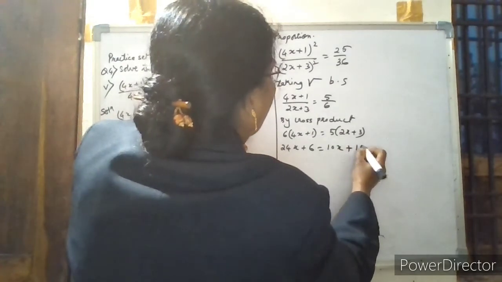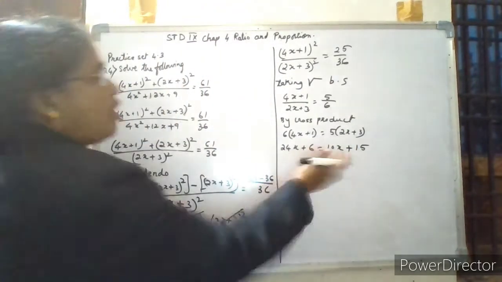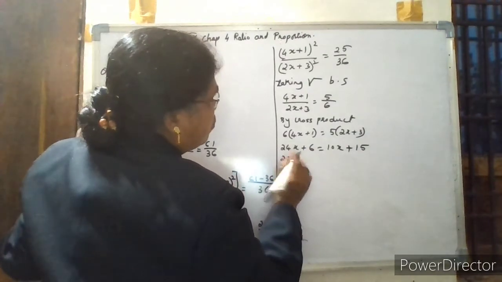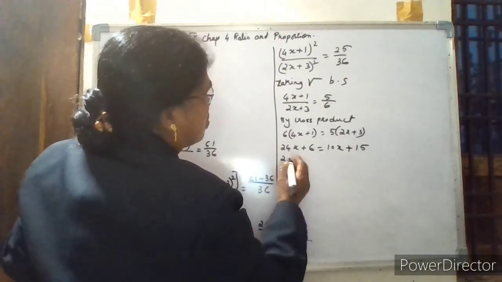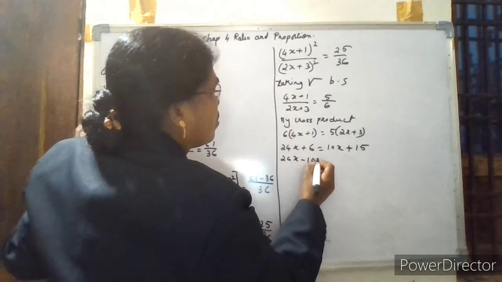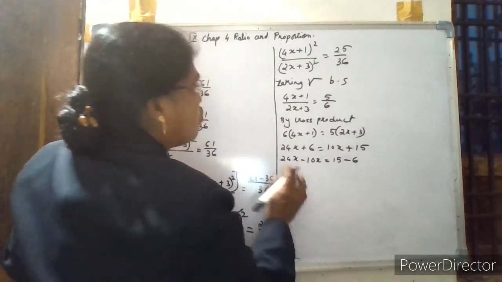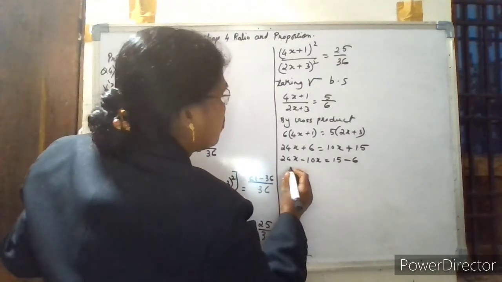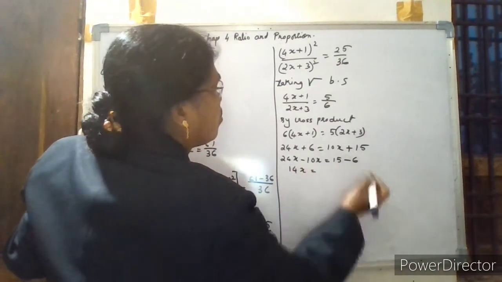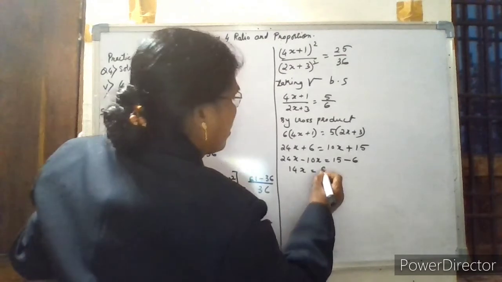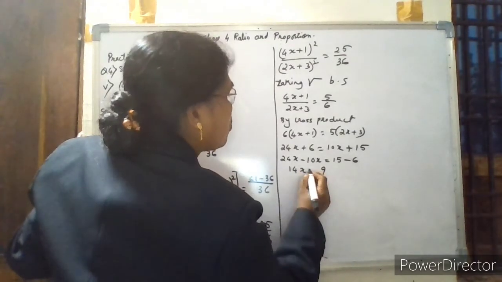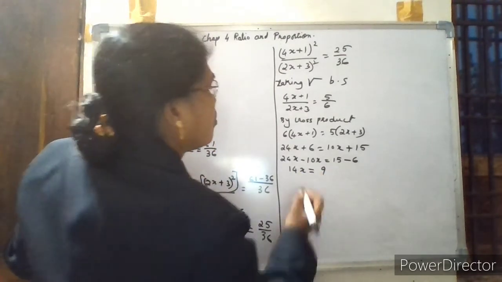Now bring the x terms to one side. It is 24x minus 10x is equal to 15 minus 6. So if we subtract this, we get 14x is equal to 15 minus 6, which is 9. So x is equal to 9 by 14.